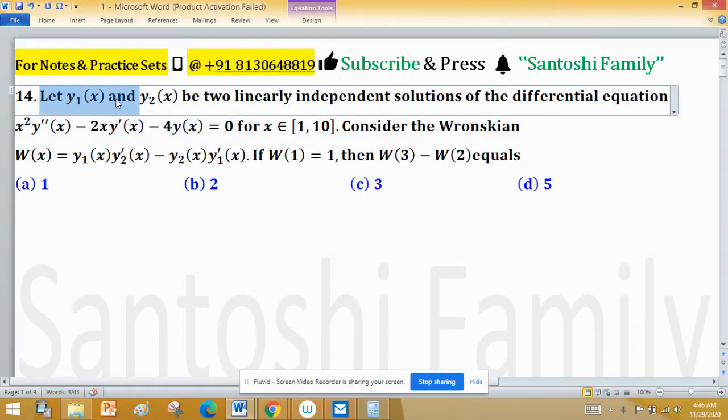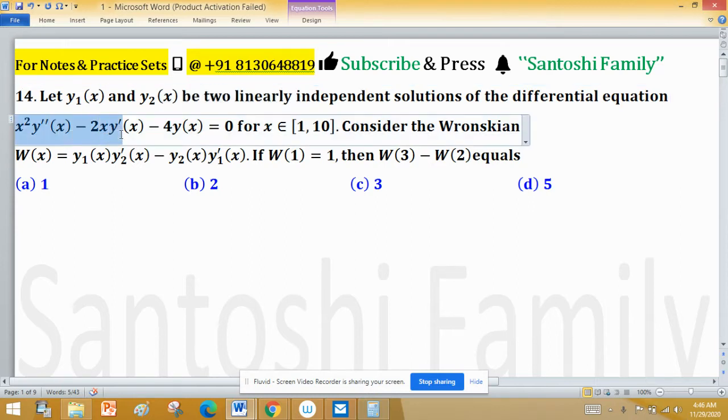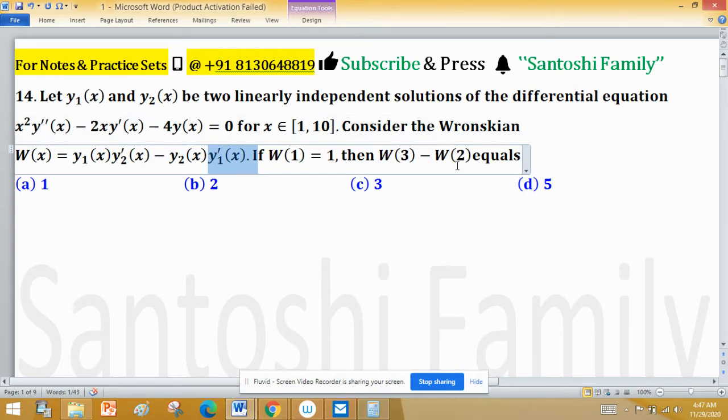Let y1(x) and y2(x) be two linearly independent solutions of the differential equation x² y''(x) − 2x y'(x) − 4y(x) = 0, where x belongs to the closed interval 1 to 10. Consider the Wronskian W(x), a function of the variable x, defined as y1(x) y2'(x) − y2(x) y1'(x). If W(1) = 1, then W(3) − W(2) equals.